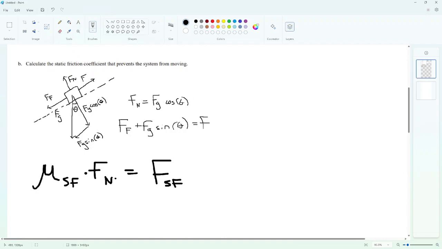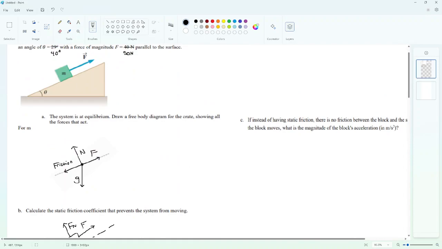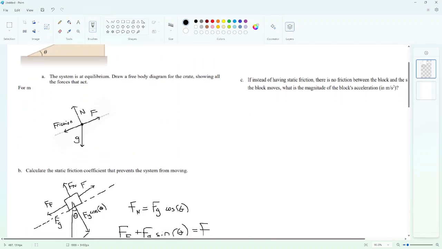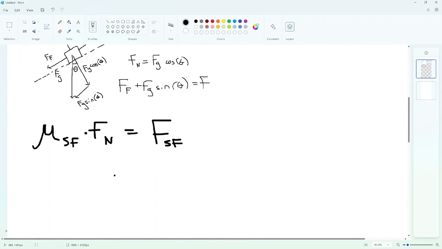Okay. So we can solve for this if we know these two. We can solve for this. So do we know this? Well, I think we do. We have it right here. What about this part? Well, we almost have it. We have it present in this system. We just need to isolate it. So let's go ahead and isolate it.